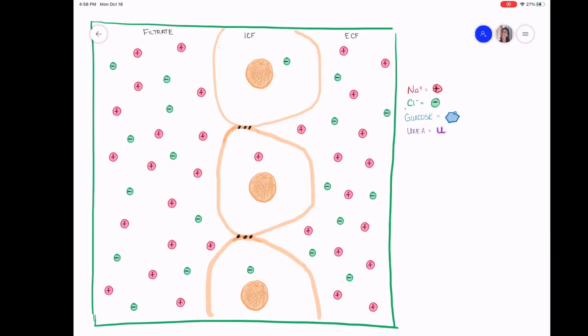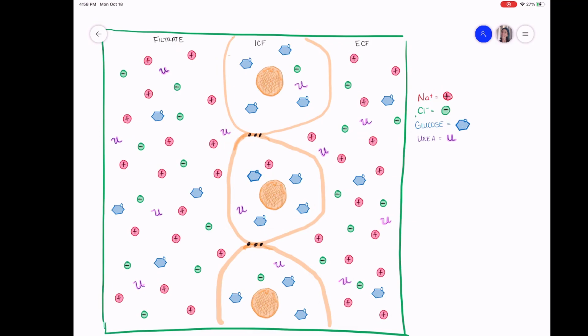Now we're going to add chloride to our drawing. Remember that sodium and chloride are 2 peas in a pod, and wherever you find sodium, you also find chloride. The concentration of chloride tends to be a little bit less than sodium, but it's still a dominant ion in the extracellular fluid and therefore also in the filtrate.